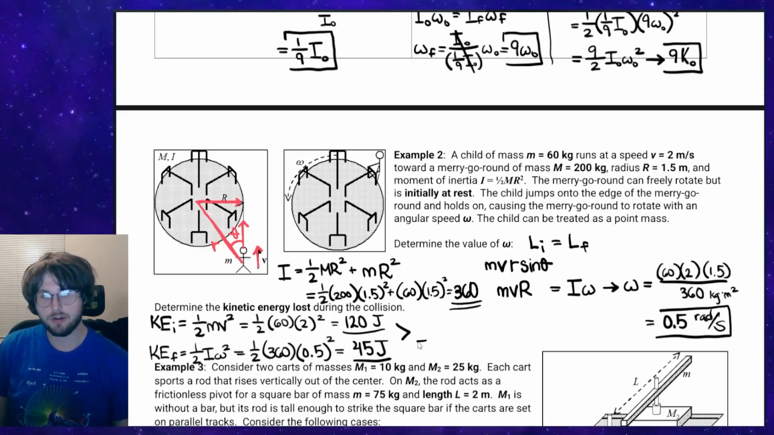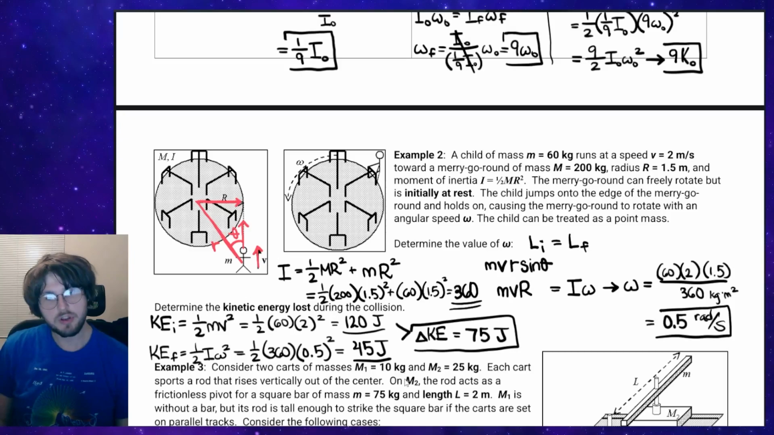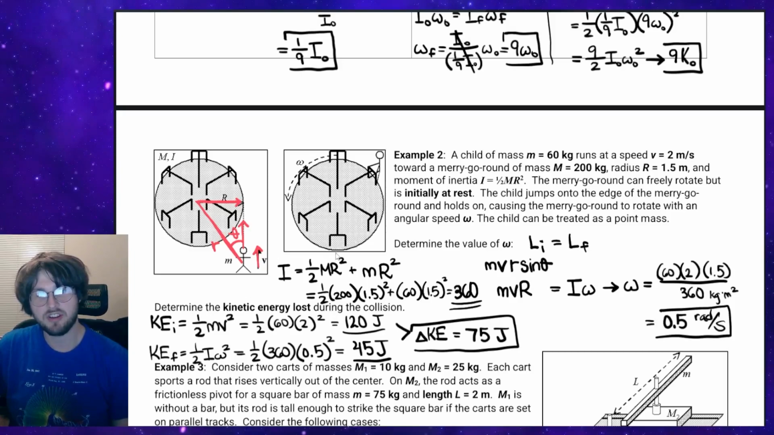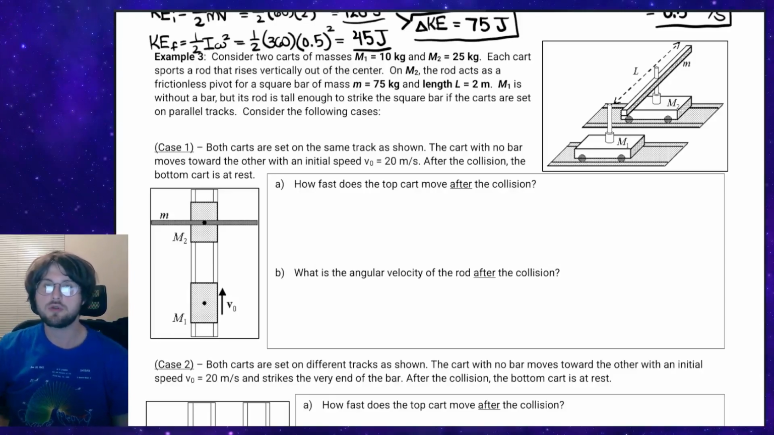So from that, we can say that our change in kinetic energy from start to finish, well, if we take this and we subtract 45 from it, we're going to find that we lost about 75 joules in that collision alone. That's pretty significant for a physics problem, but you can imagine how inefficient this situation is because, as we're about to find, a lot of momentum is technically lost in this collision that never really gets obtained back in any way. This last one is a pretty interesting problem.